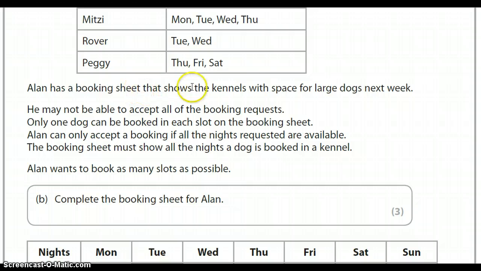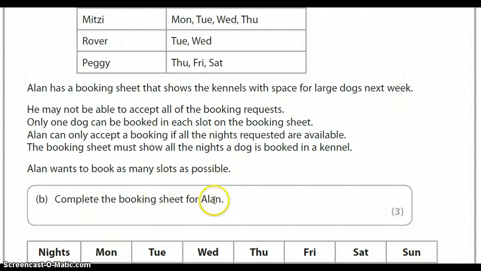Alan has a booking sheet that shows the kennels with space for large dogs next week. He may not be able to accept all of the booking requests. Only one dog can be booked in each slot on the booking sheet. Alan can only accept a booking if all the nights requested are available. The booking sheet must show all the nights a dog is booked in a kennel. Alan wants to book as many slots as possible.